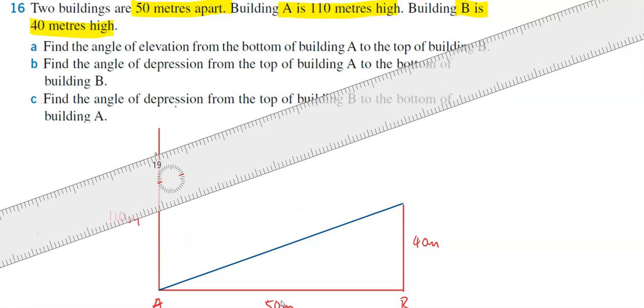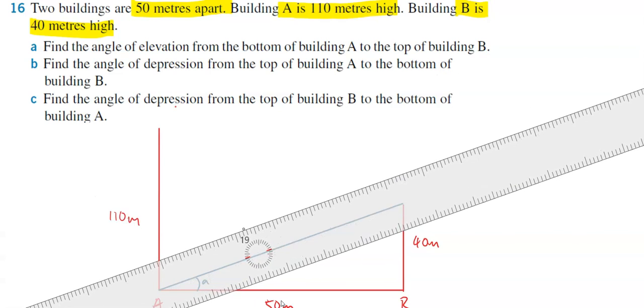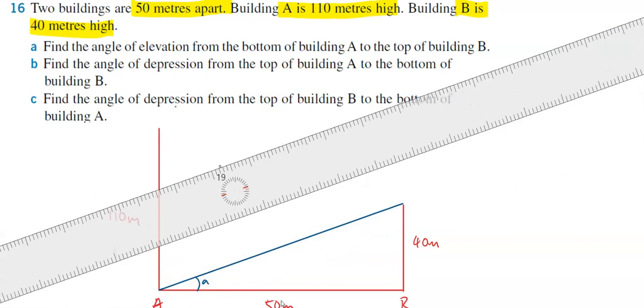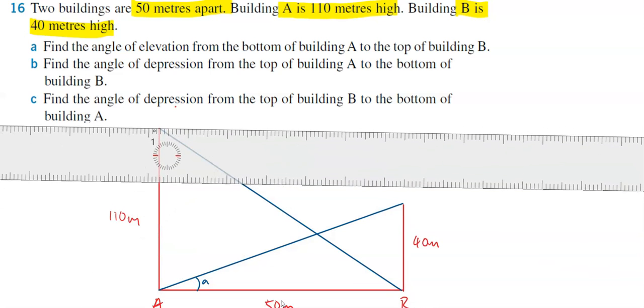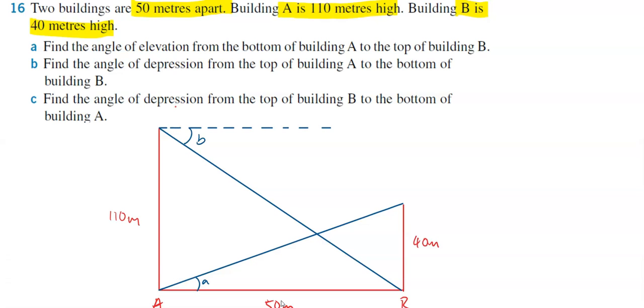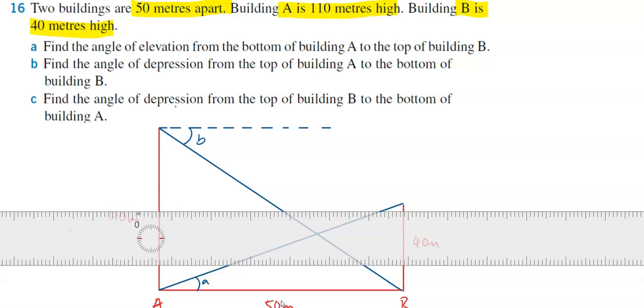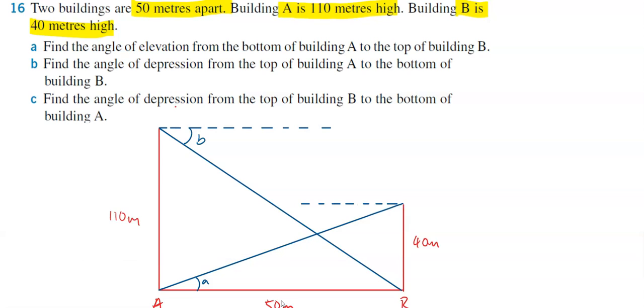So that's the bottom of A to the top of B, and it wants the angle of elevation, which is this angle in here. So that's for part A. We'll call that angle A. Then for angle B, find the angle of depression from the top of A to the bottom of B. Okay, so that's coming off this normal here. That's angle B. Lastly, find the angle of depression from the top of B to the bottom of A. It's going from this normal here, finding this angle. Call it C.